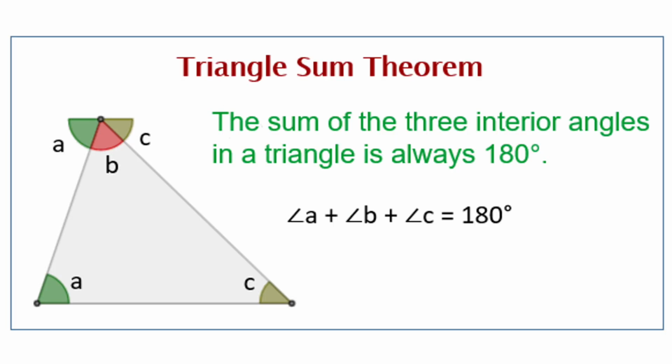Triangle angle sum theorem. This theorem states that the interior angles of a triangle will always add up to 180, no matter what triangle it is. It could be right angle, obtuse, or acute.